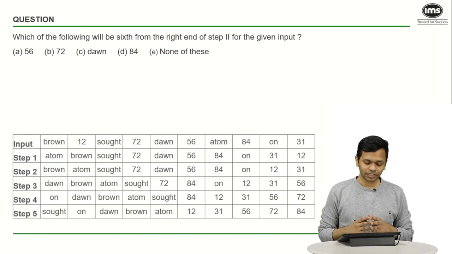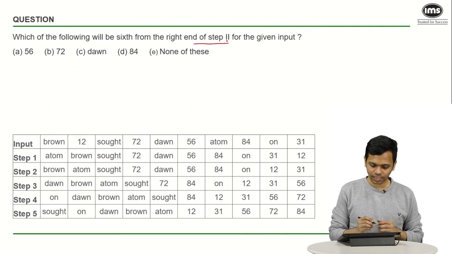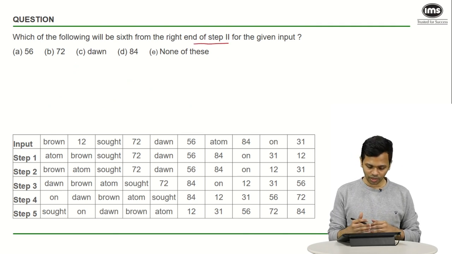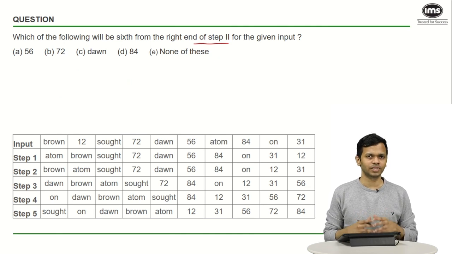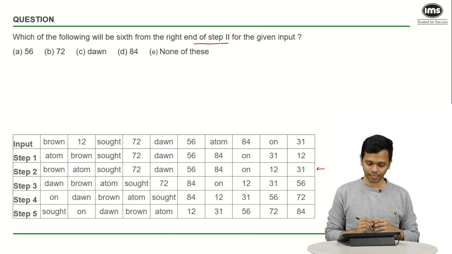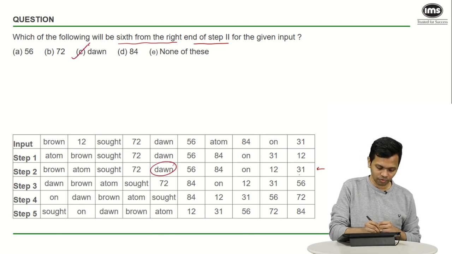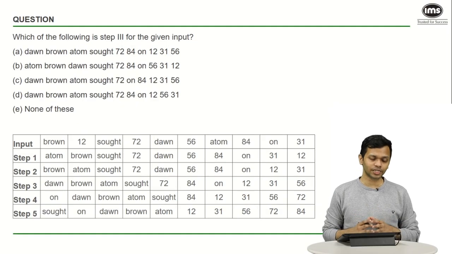So coming to the first question that we had, which of the following will be sixth from the right end of step 2 for the given input? Now these are all the steps that I've written in case you require them. Which of the following will be sixth from the right end of step 2? So we are just focusing on step 2 this time, and sixth from the right end. So 1, 2, 3, 4, 5, 6, that is going to be the word Dawn. Let's go to the next question.